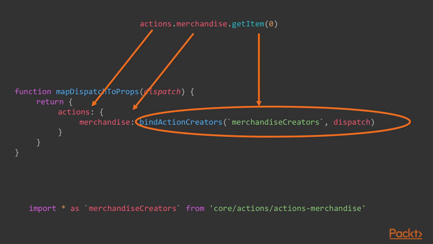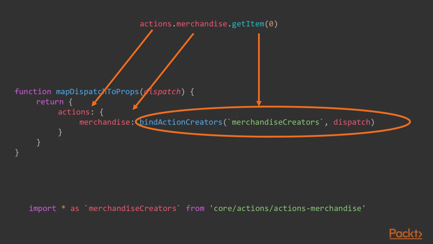So that line, actions.merchandise.getItem, I said that gets dispatched, and that happens here at the bottom of our class in a function called mapDispatchToProps. It returns an action object with a merchandise object attached that binds to the action defined in our core actions-merchandise.js file. So let's pause right there, jump into our code editor, and wire that part of it up.